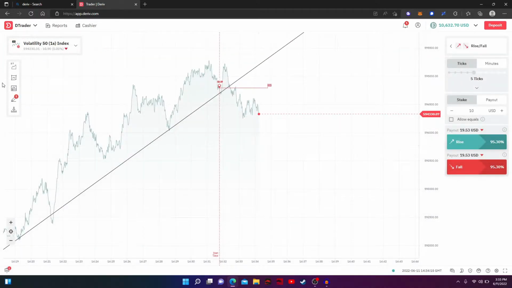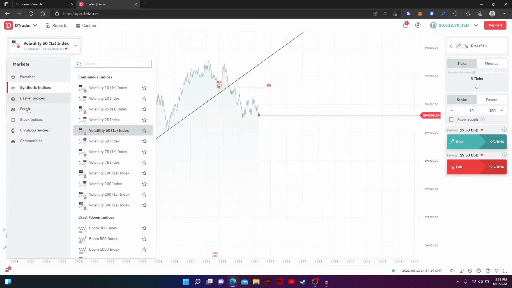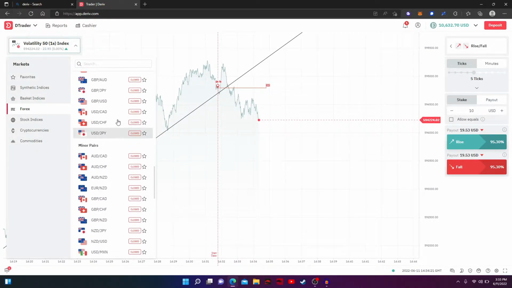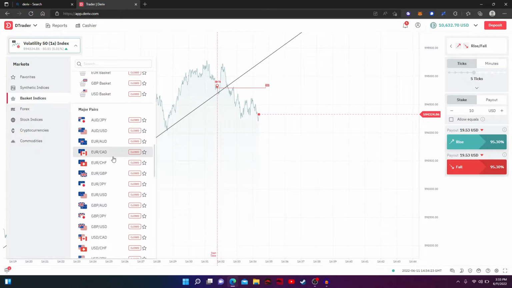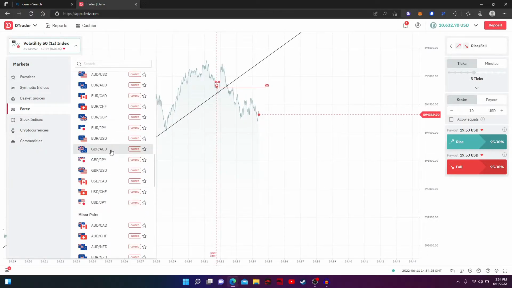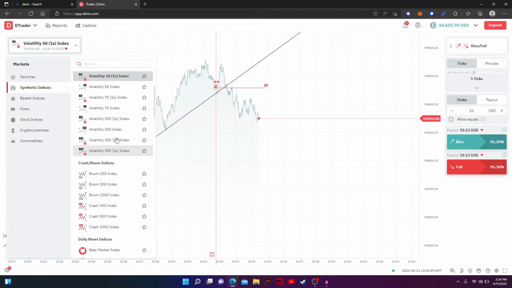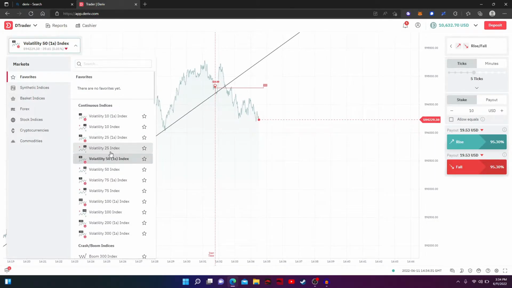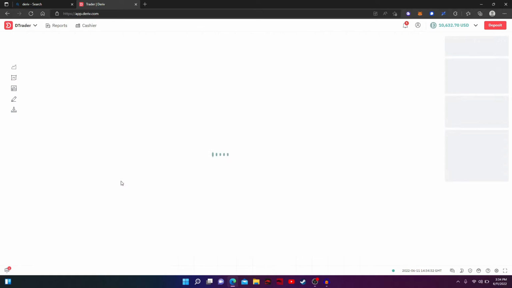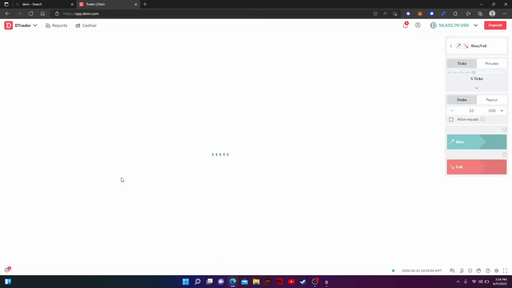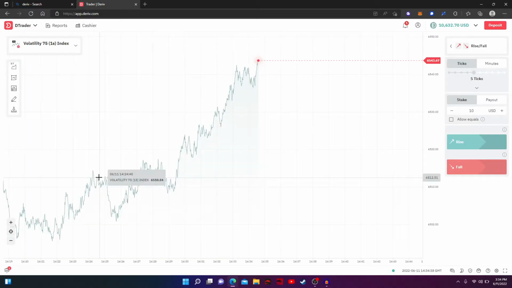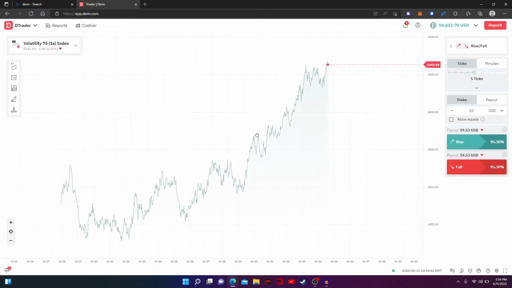So that is that. Over here we have the assets you want to trade. Right now the Forex market is closed, and I usually do trade Forex pairs. So since the Forex market is closed, I'm going to use the volatility as an example. I do not really trade volatility. I do not know what it's really about. I don't understand the market, but it's there, so you can use it. I'm going to use it as an example. So that is the volatility chart right here.